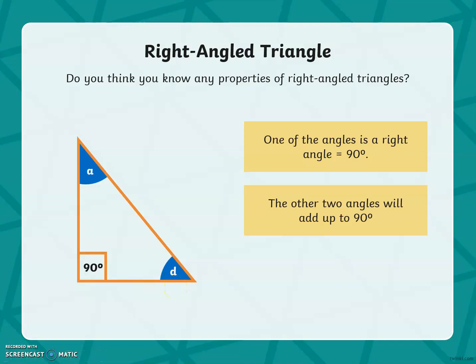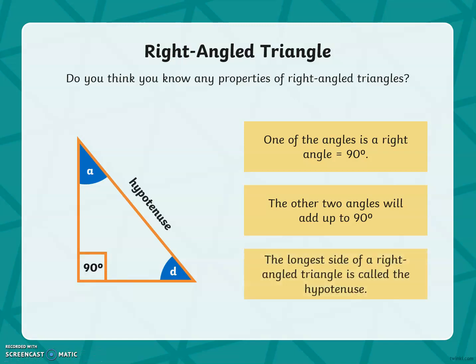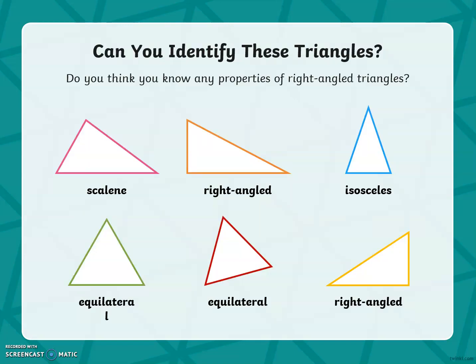So if one angle, the right angle, is 90 degrees, then you'll have to figure out what A and D are there. But of course, when you add them all up together, they will be 180 degrees. The longest side of a right angle triangle is called the hypotenuse. So that's a nice new word there as well.